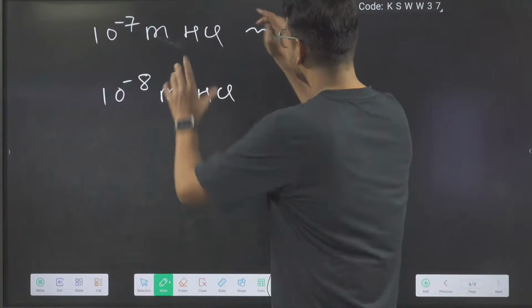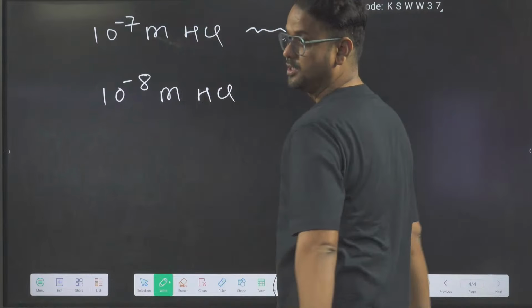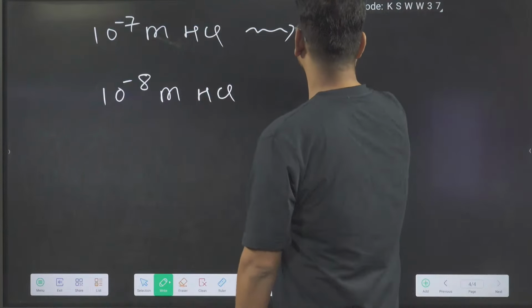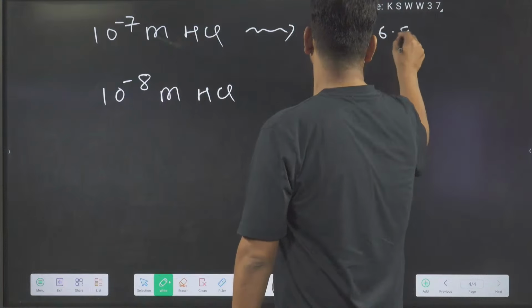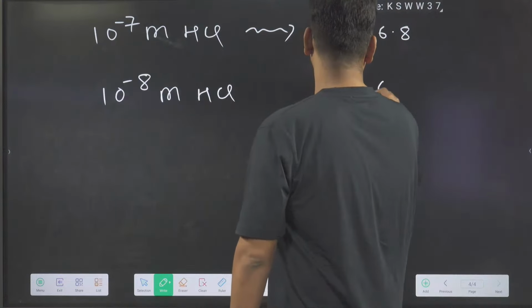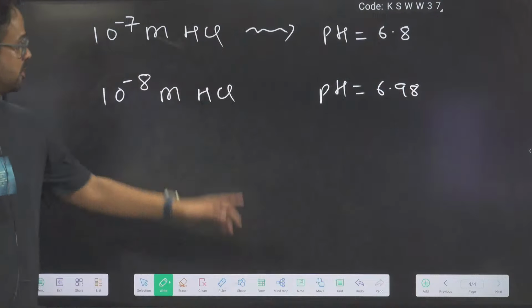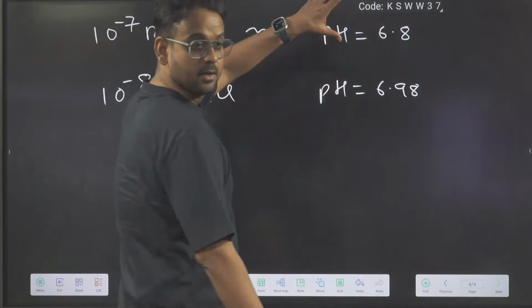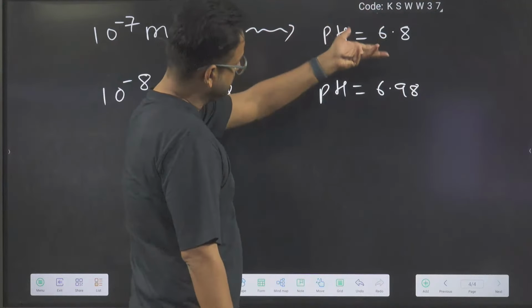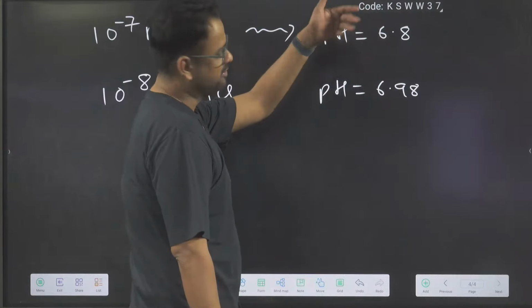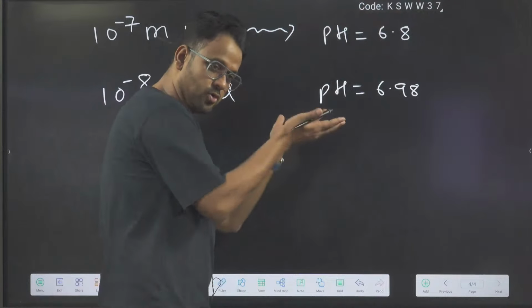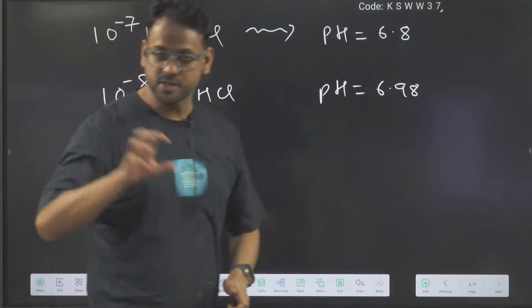Remember this. You have to consider the H plus coming from water here as well. So pH over here is 6.8 and this pH is 6.98. Please do remember the answers. Sir, how do we get these answers? By solving a quadratic equation. This is a revision class, so of course we will cover the most important points.